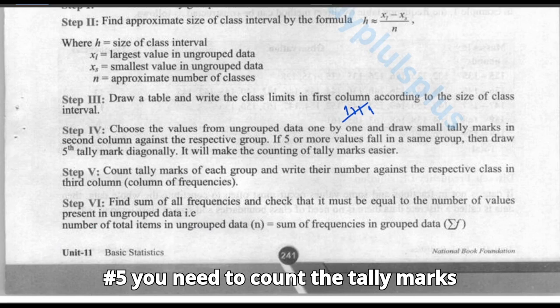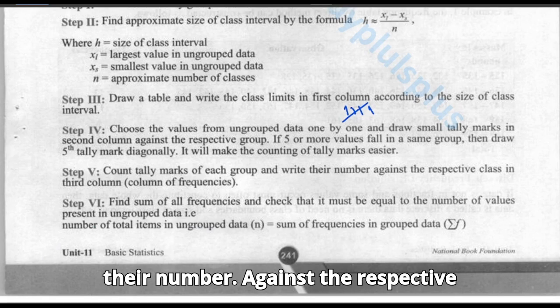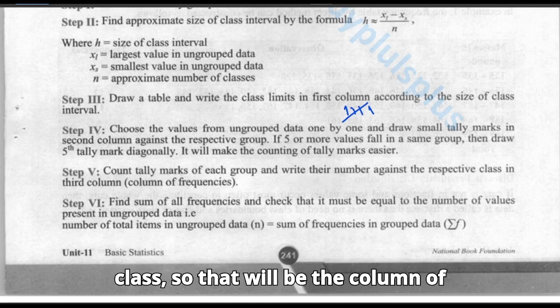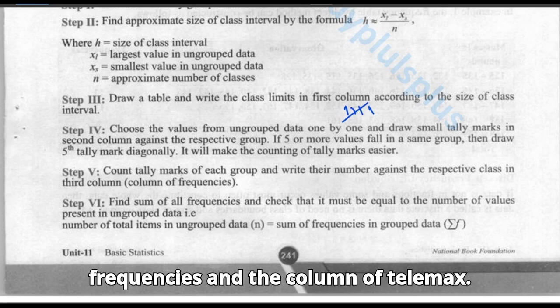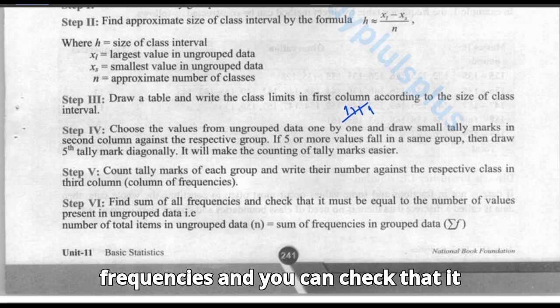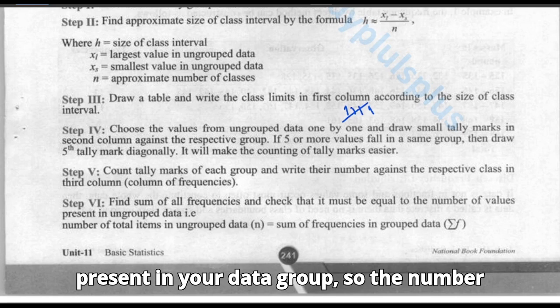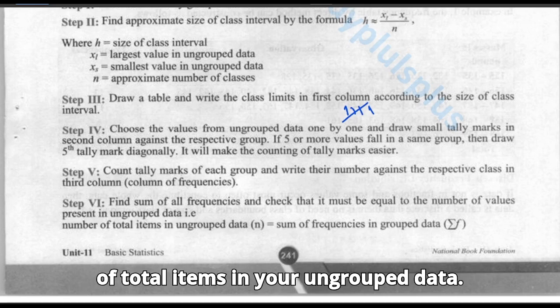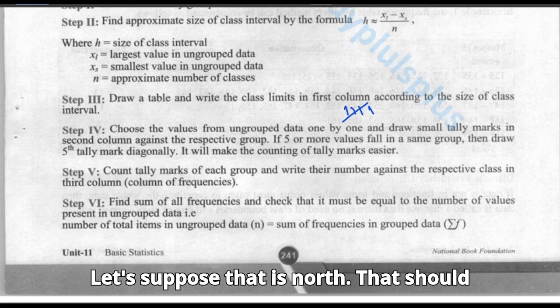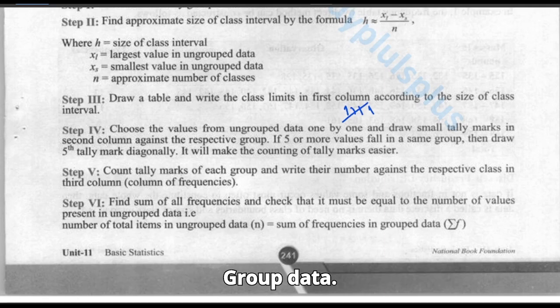So that is how you write tally marks. In step number 5, you count the tally marks of each group and write their number against the respective class. That will be the column of frequencies next to the column of tally marks. You can now find the sum of all frequencies and check that it must be equal to the number of values present in your data. So the total number of items in your ungrouped data, let's suppose that is n, should be equal to the sum of frequencies in the grouped data.